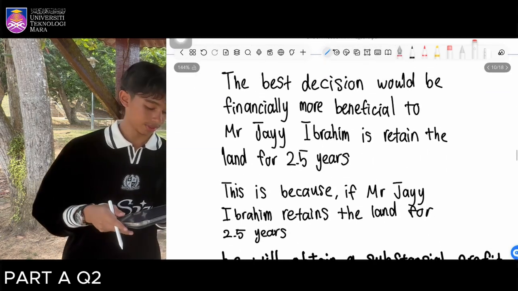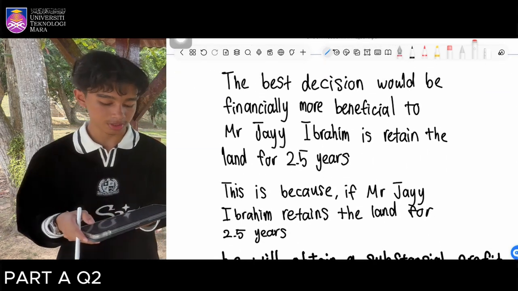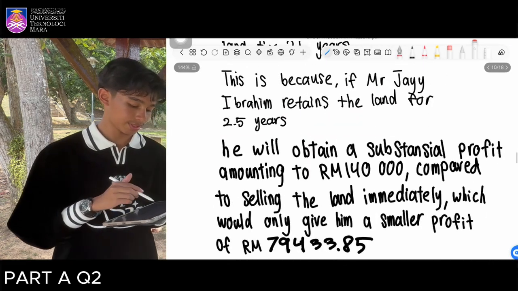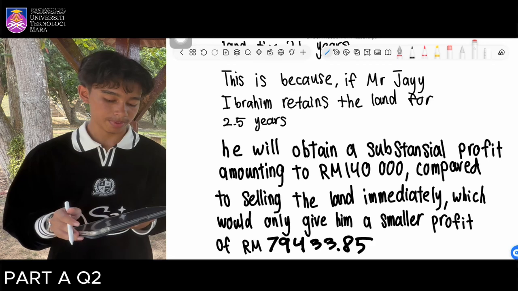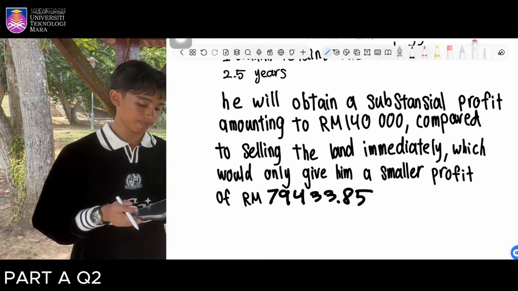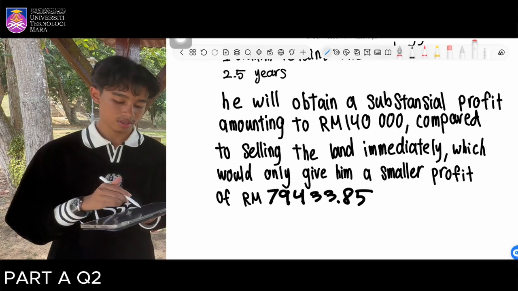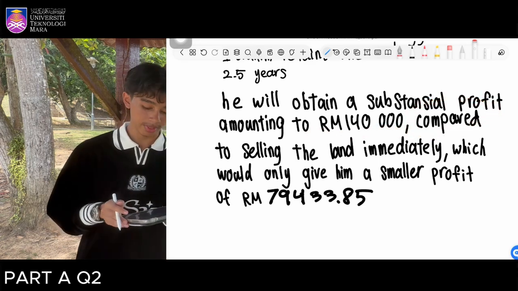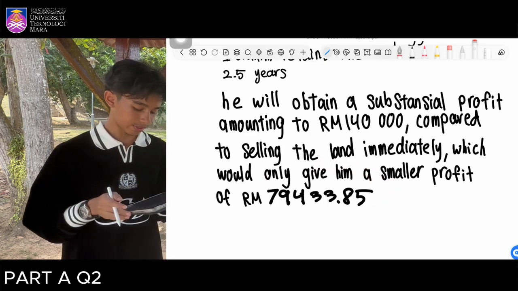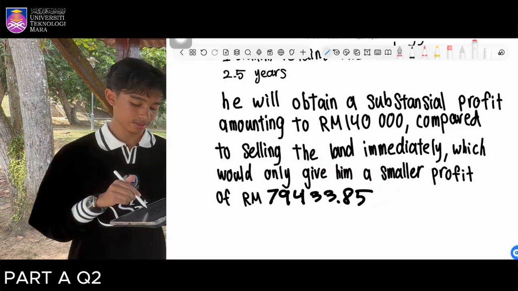To conclude this question, the decision that is financially more beneficial to Mr. J. Ibrahim is to retain the land for 2.5 years. This is because if Mr. J. Ibrahim retains the land for 2.5 years, he will obtain a substantial profit amounting to RM 140,000 compared to selling the land immediately, which would only give him a smaller profit of RM 79,043.85. So that's all for question 2.